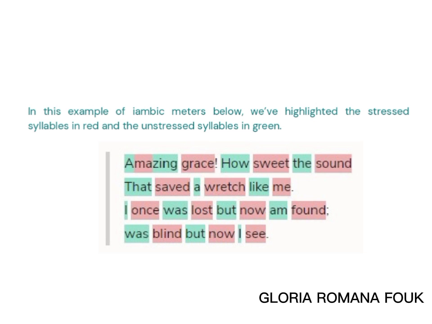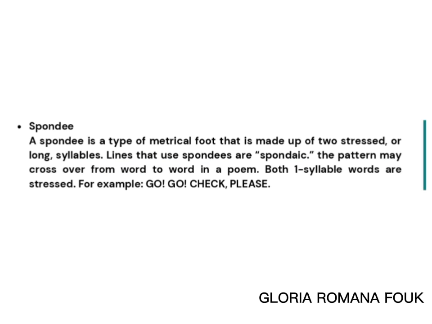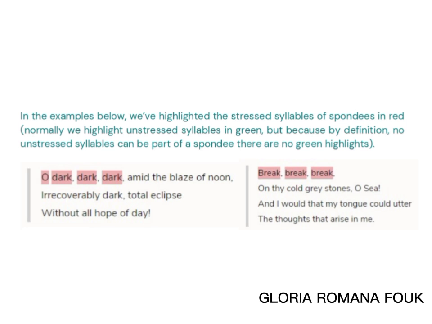And the second is trochee. A trochee is another type of metrical foot used in English verse. It is made up of two syllables. The first of which is stressed or long, and the second of which is unstressed or short. And the third is spondee. A spondee is a type of metrical foot that is made up of two stressed or long syllables.